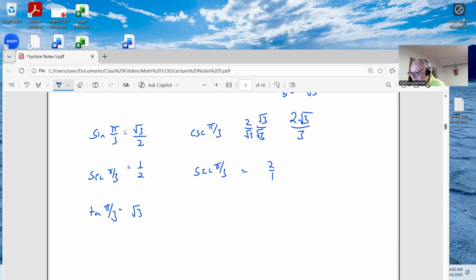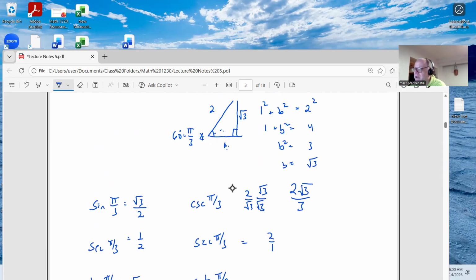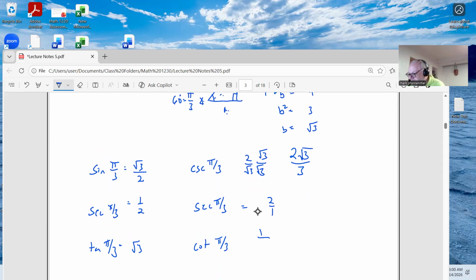Okay, the cotangent of pi over 3 is going to be adjacent over opposite. Again, we go back up here. Adjacent over opposite, we end up with 1 over the square root of 3. But here we have a radical in the denominator. Let's fix that by multiplying by 1. So we end up with the square root of 3 over 3. And that is our trigonometric ratios for the angle 60 degrees or pi over 3.